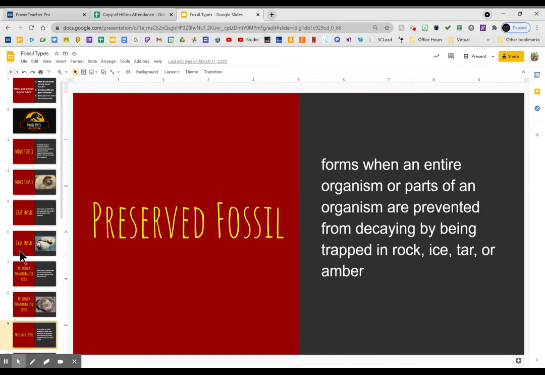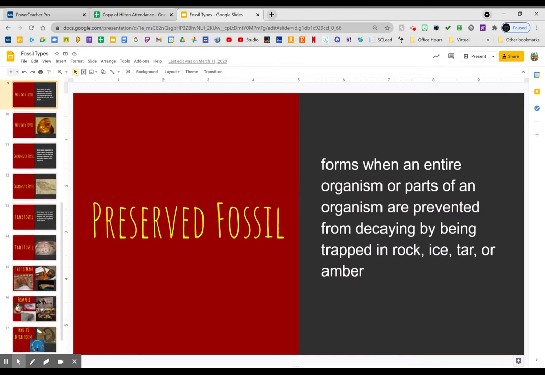Right, the next kind of fossil is a preserved fossil. This is the one that we talk about when we talk about Jurassic Park. Okay, so a preserved fossil forms when an entire organism or part of that organism is prevented from decaying by being trapped in rock, ice, tar, or amber.